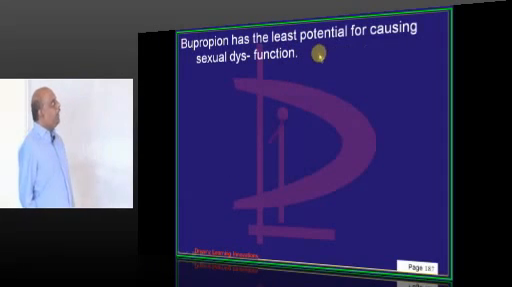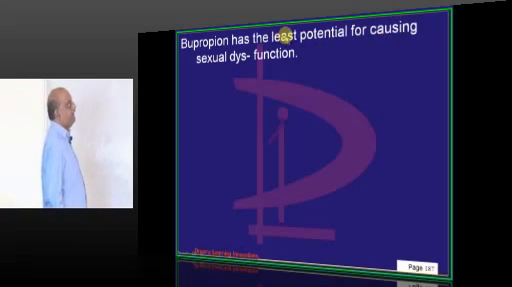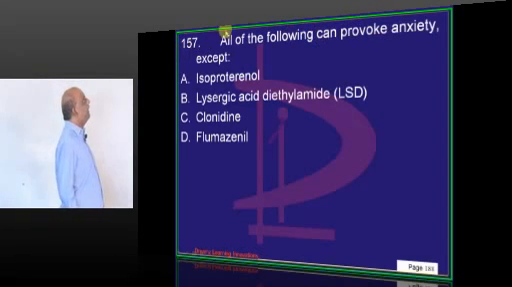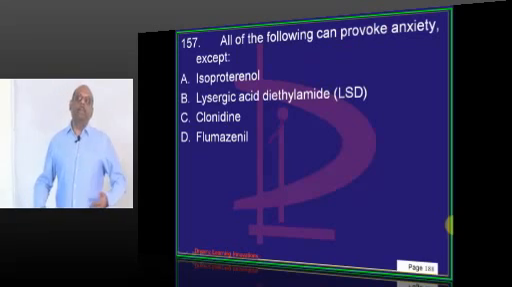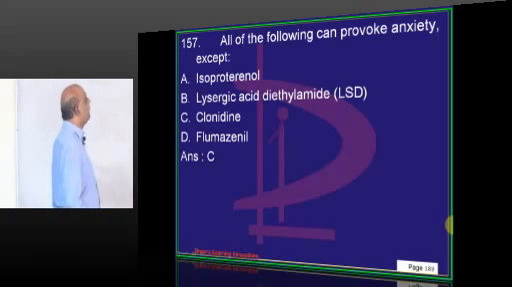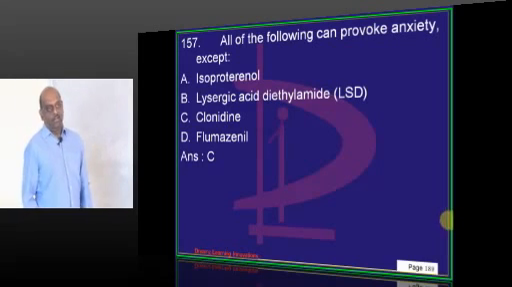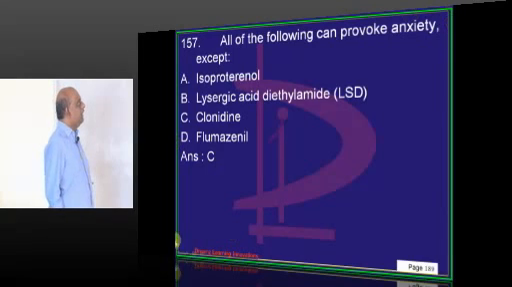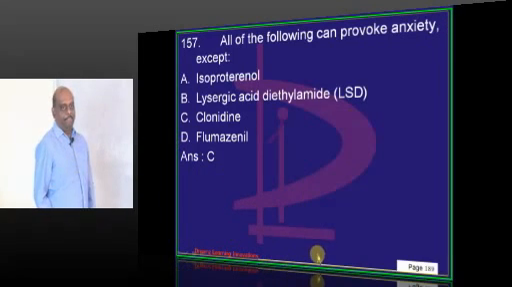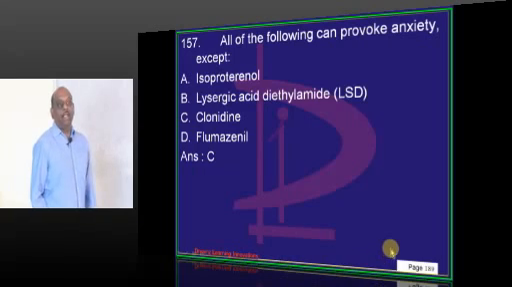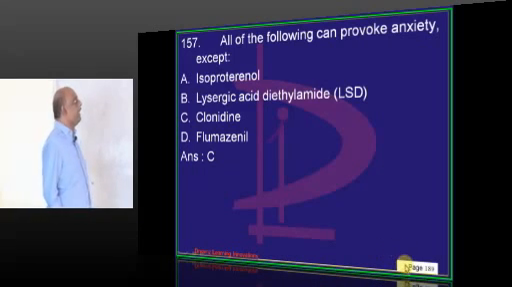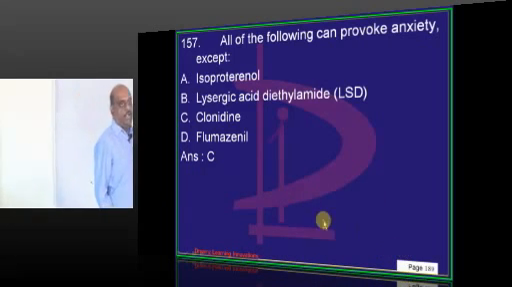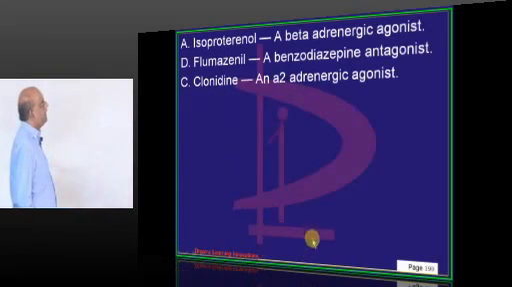So bupropion has the least potential for causing sexual dysfunction. So what provokes anxiety? All this will provoke anxiety but not clonidine, right? But not clonidine. So flumazenil, being anti-benzodiazepine, can provoke anxiety, LSD can provoke, isoproterenol can provoke, etc.